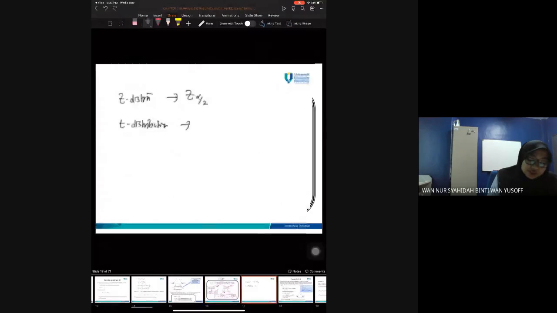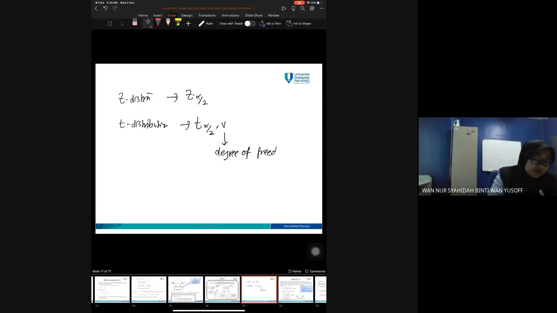So for the T distribution, it is a package. I mean, for the T distribution, we do have two values with the T. They are not separate values. So the first value is the probability value, alpha divided by 2, and the second value is nu. So nu here is the degree of freedom. The nu here, by formula, is n minus 1 for this case, so sample size minus 1.